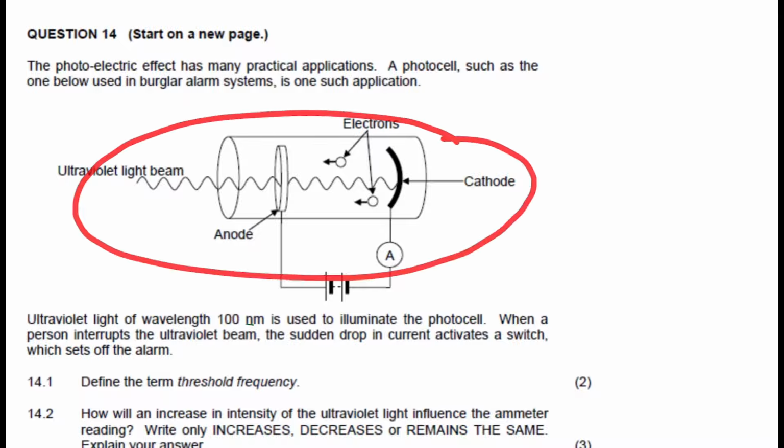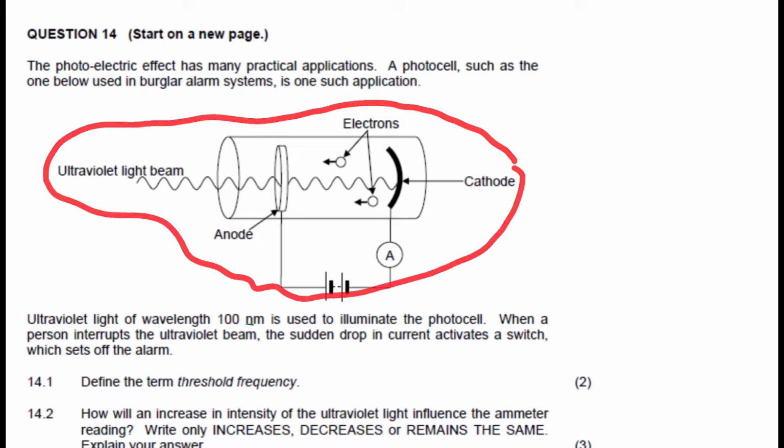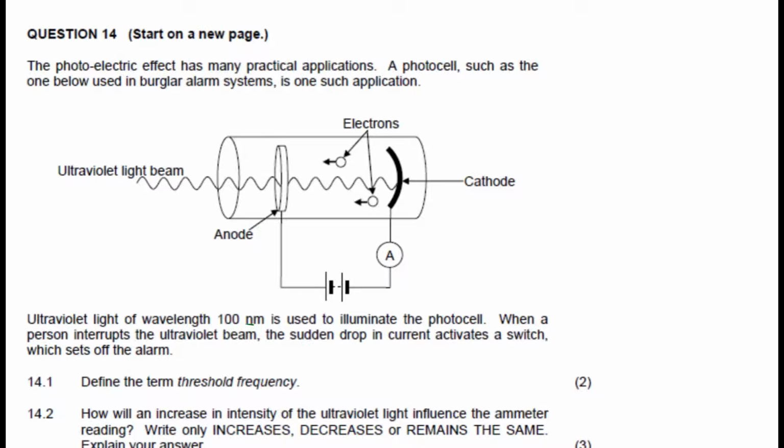Guys, this is that white thing that looks like a camera on the corner of the houses. So when it detects you, or when you interrupt its light, it will go off. Now it says an ultraviolet wavelength of 100 nanometers illuminates the photocell. There is a light here with a 100 nanometer wavelength.